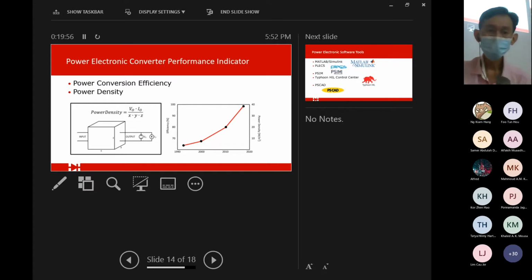Another measurement is the power density. Power density relates to the size of your converter. With the X, Y, Z dimensions giving the volume, the power density is the power output divided by the volume. That actually tells us why our chargers become smaller and smaller, so the power density is improving. In the old days, EVs were not possible because the converter was too big.